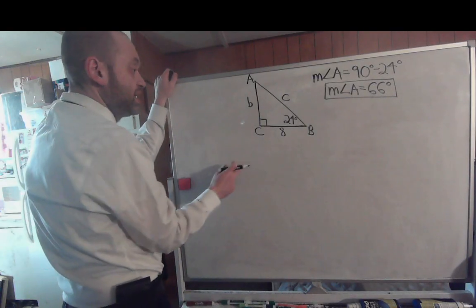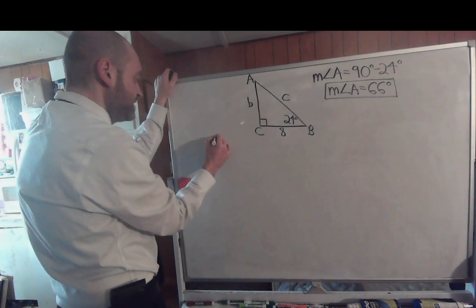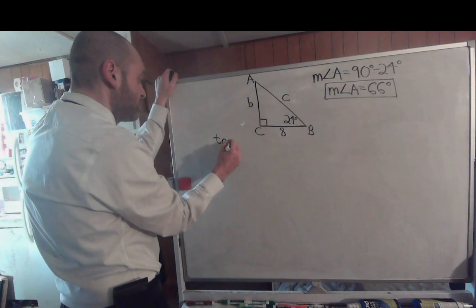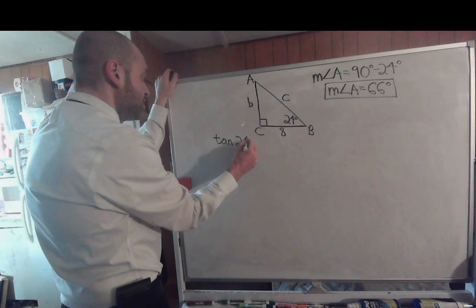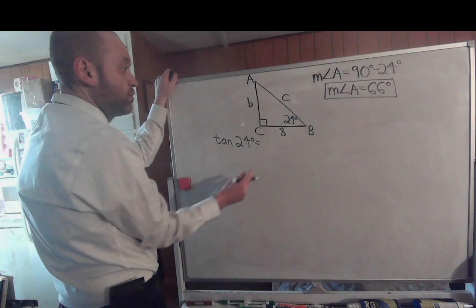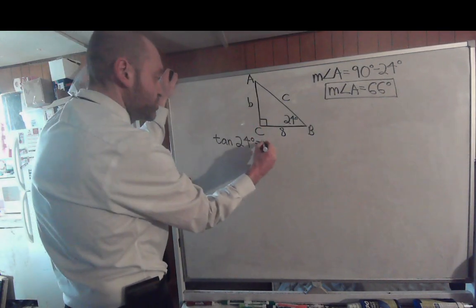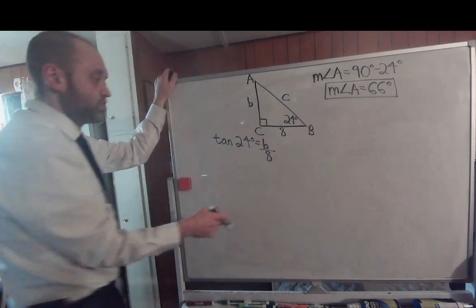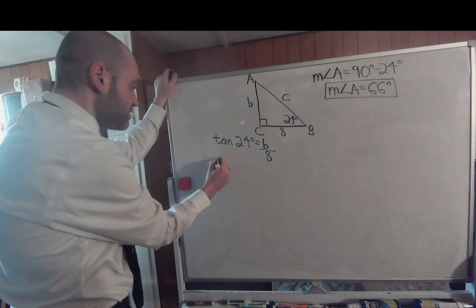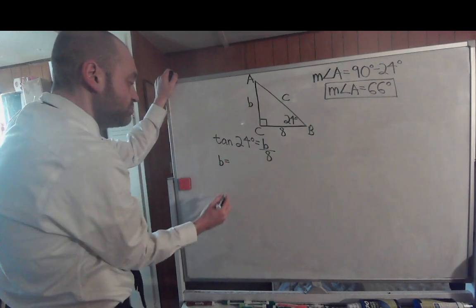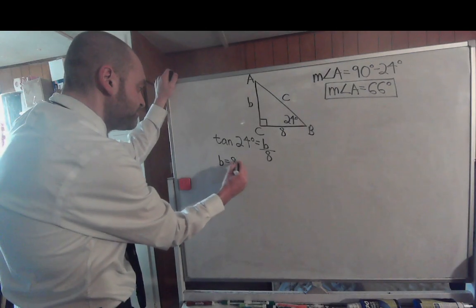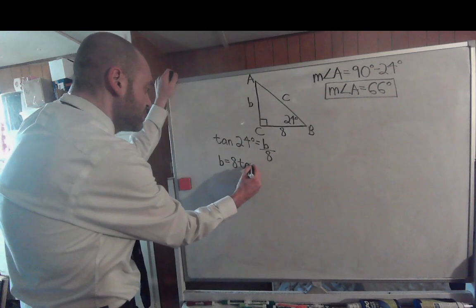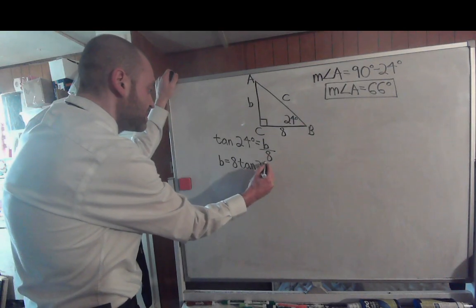I don't know what I was thinking. Opposite over adjacent is tangent. Why don't we do that? That'd make more sense. So we have the tangent of 24 degrees equals opposite over adjacent. That'd be B over 8. So opposite over adjacent's the tangent. So that means side B is going to be equal to 8 times the tangent of 24 degrees.